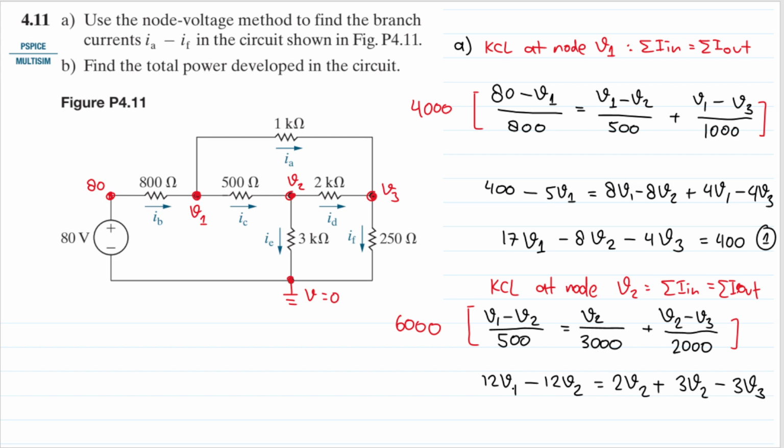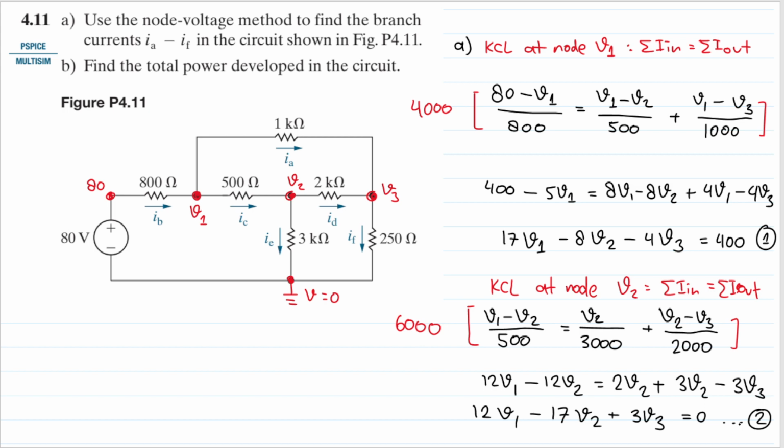And we can just move all of them to the left hand side. So I'll have 12V1, then minus 12 minus 2 will be minus 14, and then minus 3, that will be minus 17V2, and then plus 3V3, and all of that will equal 0. Let's have this as equation number 2.